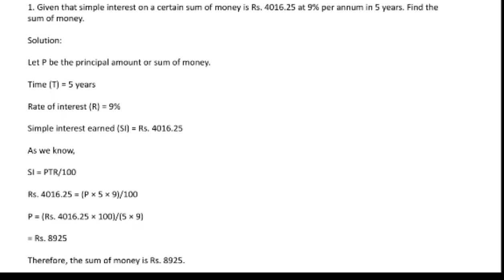Now let us do one question to understand this more properly. The question is: the simple interest on a certain sum of money is rupees 4016.25 at 9% per annum in 5 years. We have to find the sum of money. Here the solution will be: let P be the principal amount or sum of money, time given 5 years, rate of interest given 9%, and the simple interest earned will be 4016.25. As we know, simple interest is equal to PTR upon 100. After putting these values in this equation, we will get the amount as rupees 8925.